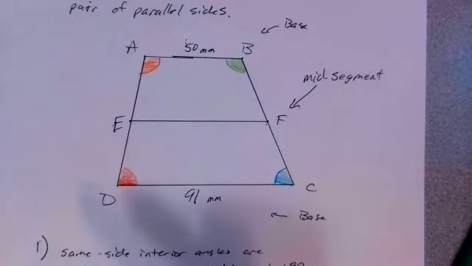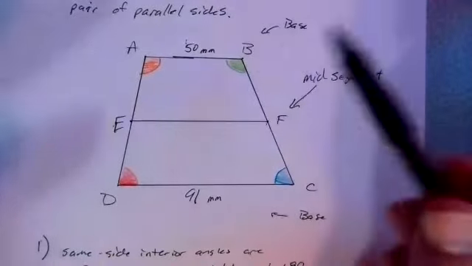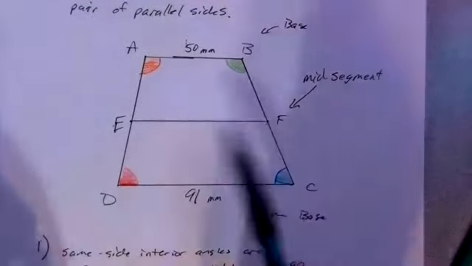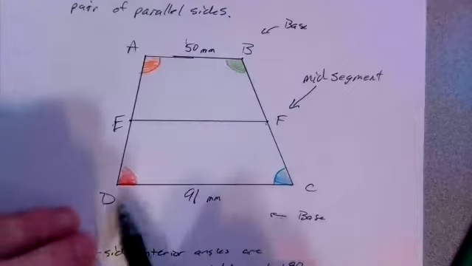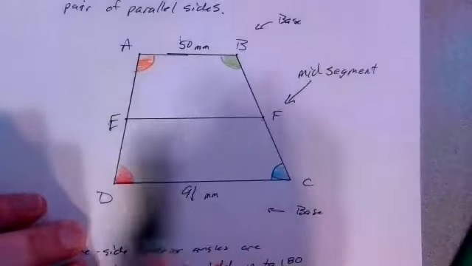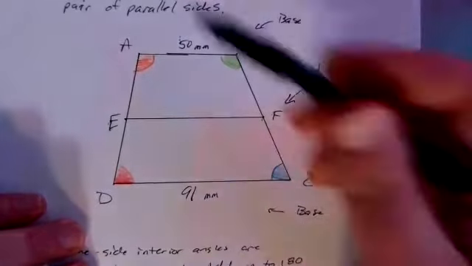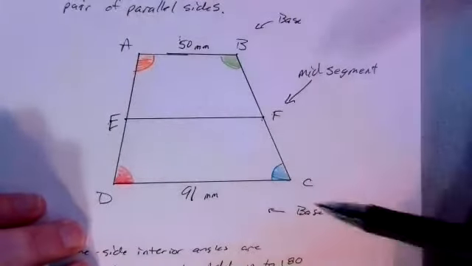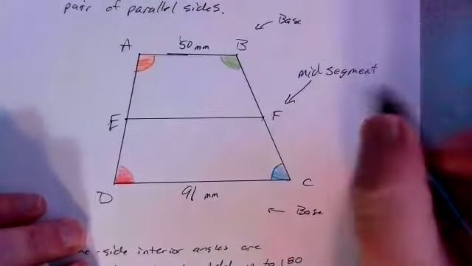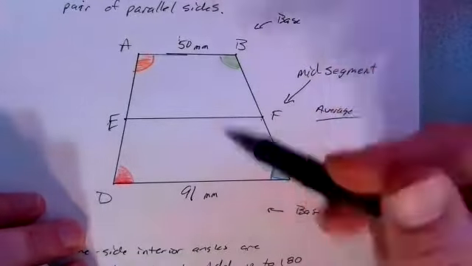Okay, now that we're back, let's take a look. I bet, and this is just me throwing out wild guesses, that it's halfway, because EF, this line, is halfway between the two, so the distance here must be halfway between 50 and 91, right? Half the distance between 50 and 91, that would be an average, right?